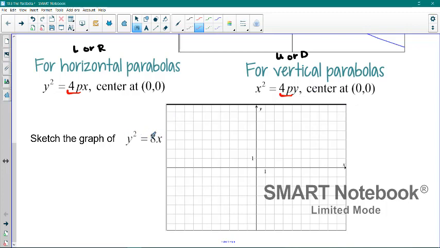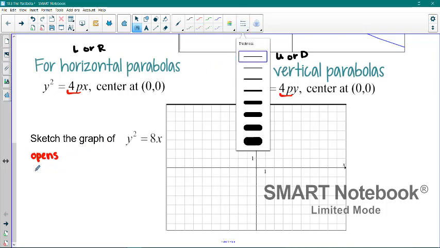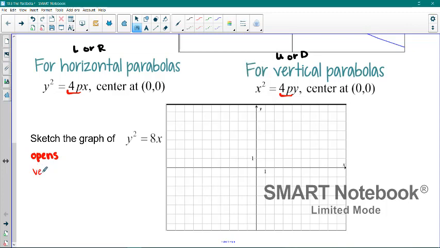So if we want to sketch the graph of y squared equals 8x, kind of using our new techniques, we want to identify some things. We want to identify how it opens, its vertex, the location of the focus, the location of the directrix, the equation of the axis of symmetry, the length of the latus rectum, and then we will graph the endpoints of the latus rectum, which will allow us to graph our parabola.